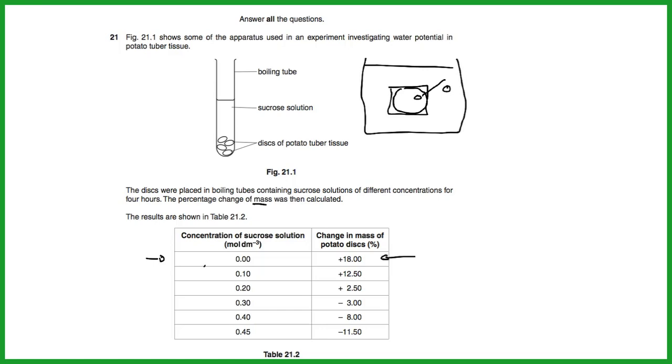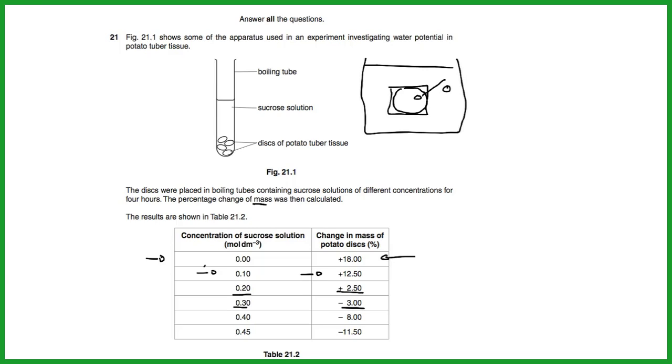As we decrease the water potential because we have more sucrose dissolved in the water, then the percentage increase of the potato discs reduces because there's less of a water potential gradient between the external solution and the cytoplasm within the potato. At 0.2 molar sucrose, the potato only gains 2.5%, and at 0.3 molar sucrose it loses 3%.